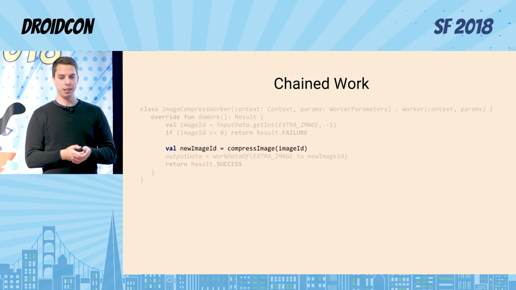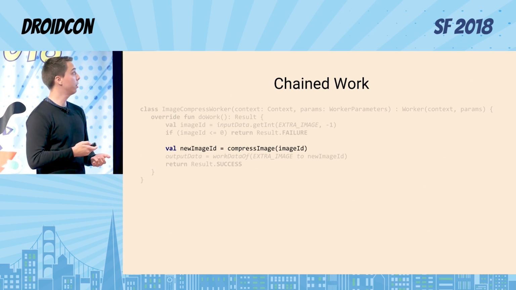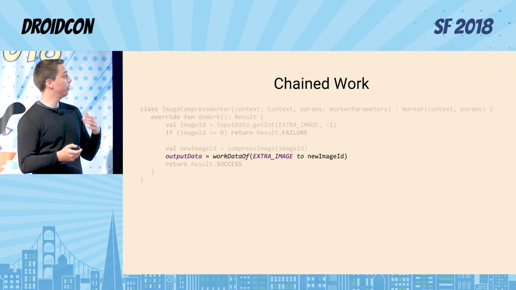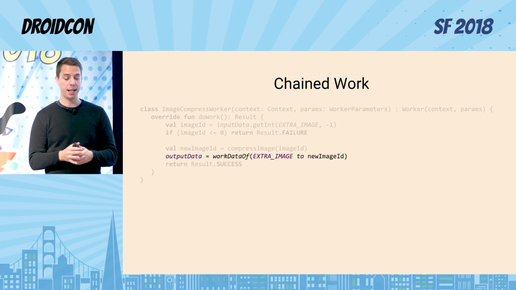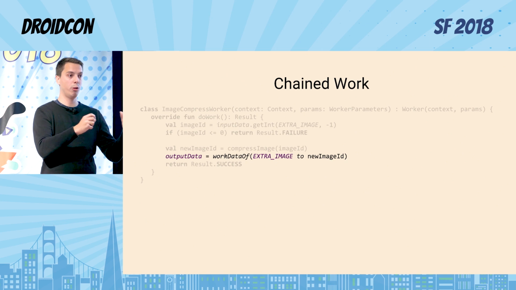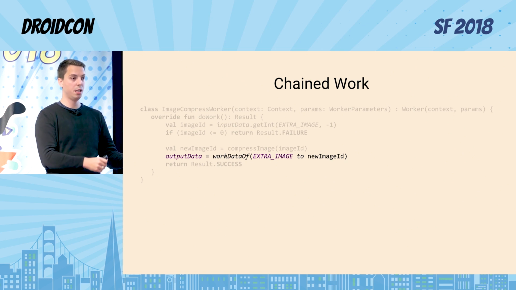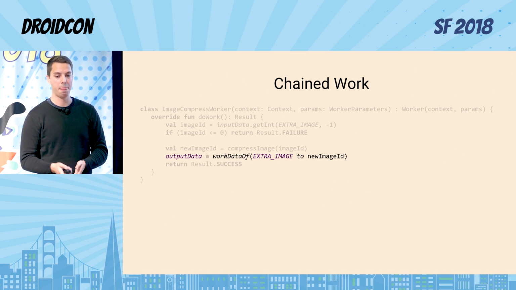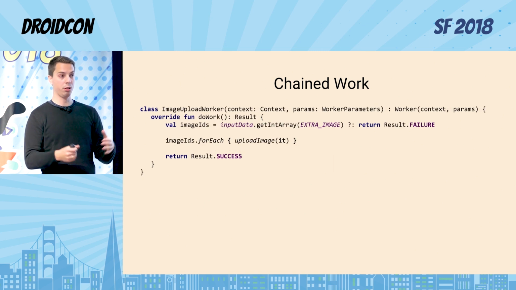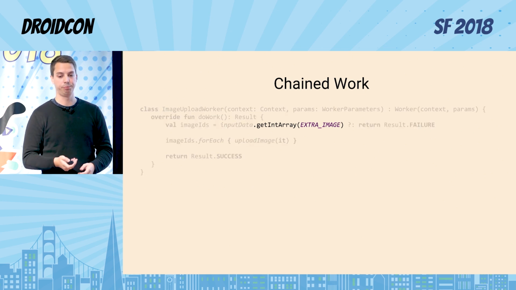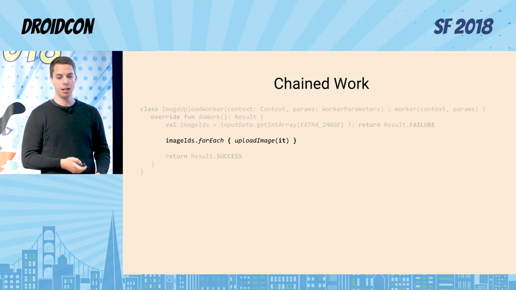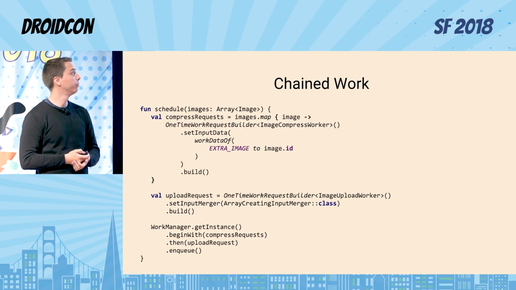The interesting part here is that you get the image in your compress worker. Then once you're done with compressing, you set this output data. So workers not only can have input data, but they can actually also have output data. Then we switch to our upload worker, which runs after that. And here we get the output data from the previous workers as input data. In this case, it's an array. And then I have all my compressed images, and I can upload them.